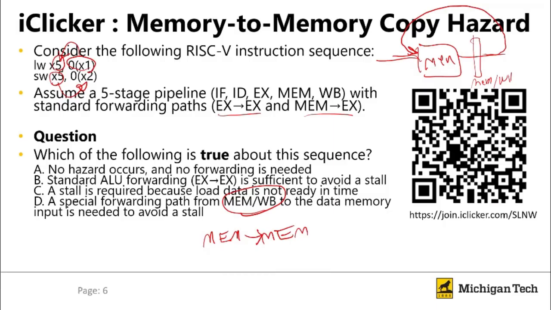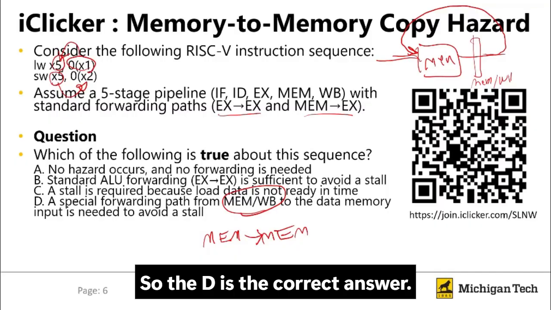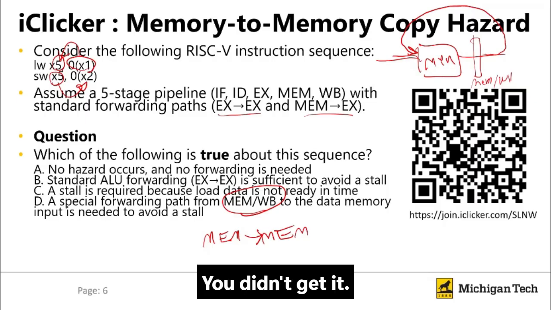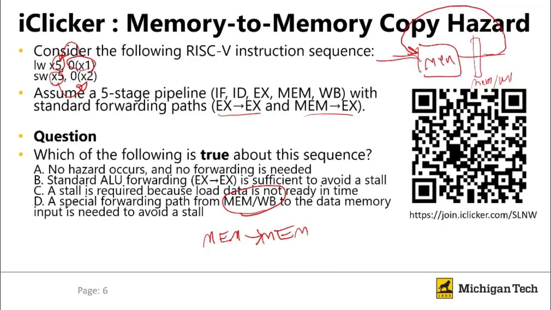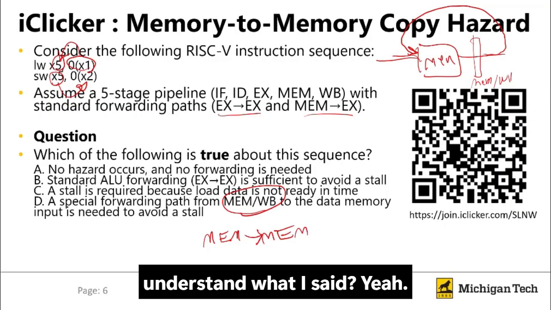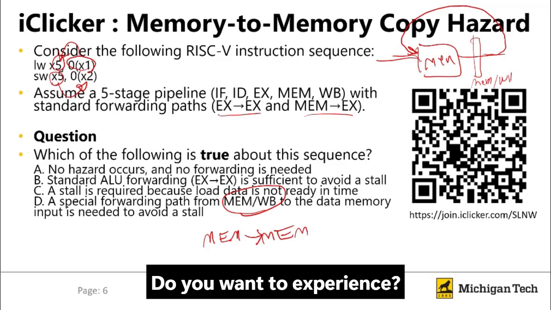Did you get it? So D is the correct answer. You didn't get it? No? Okay. Anybody understand what I said? Yeah. Do you want to explain?